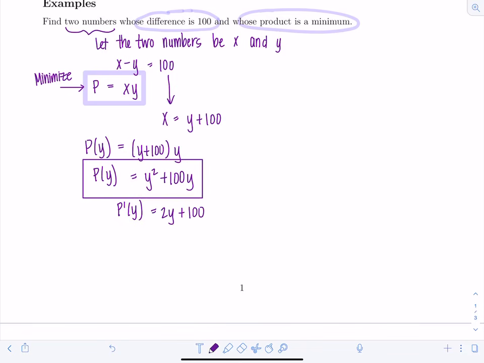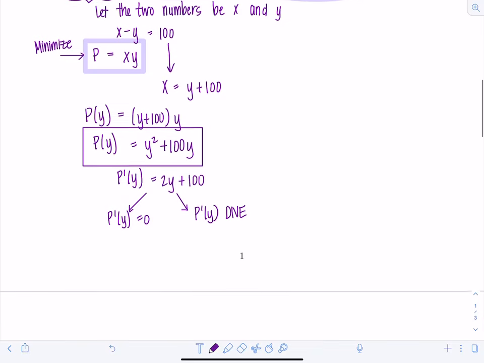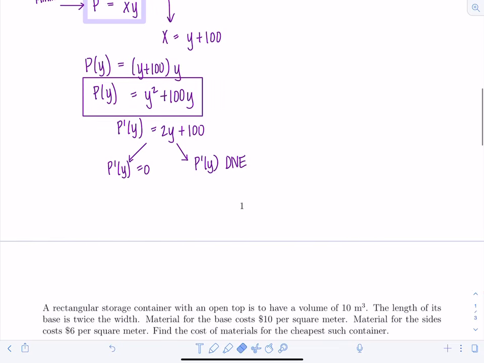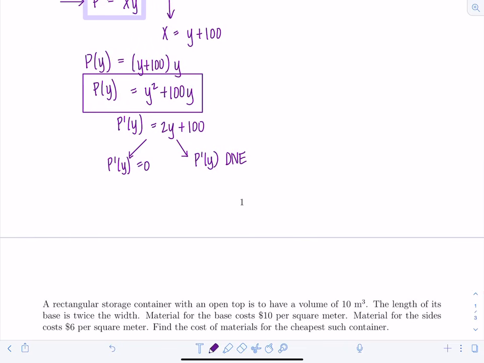All right, well, I get critical values from two places, either where P prime of y is equal to 0 or where P prime of y does not exist. Make sure you always list and consider both cases. Well, if P prime of y is equal to 0, that would mean that 2y plus 100 equals 0, which would mean y equals negative 50.